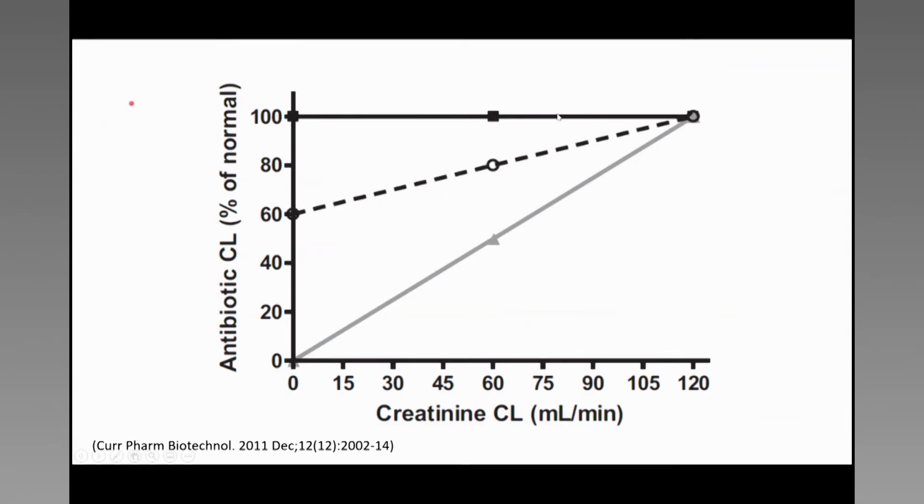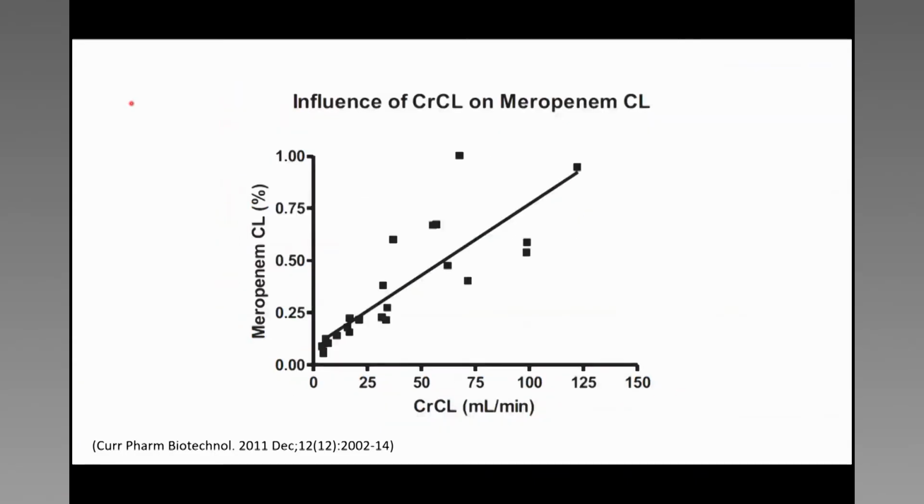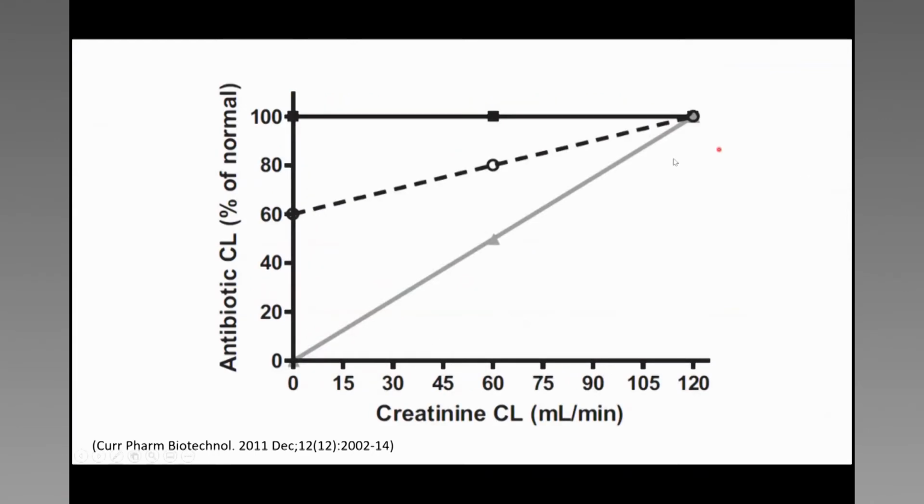Let's look at some real data to see how this reflects real life. This is showing the influence of creatinine clearance on meropenem clearance. Meropenem, as you know, is an antibiotic that's completely renally eliminated. Although there's a bit of variability or spread in these data points, in general creatinine clearance is completely proportional to meropenem clearance. That's consistent with the grey line that we showed here, and that's what we'd expect.